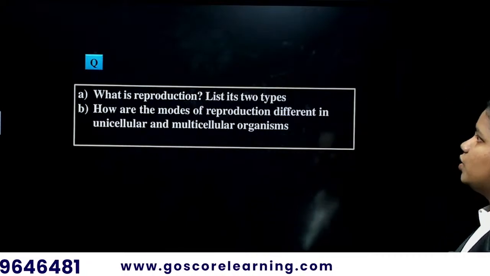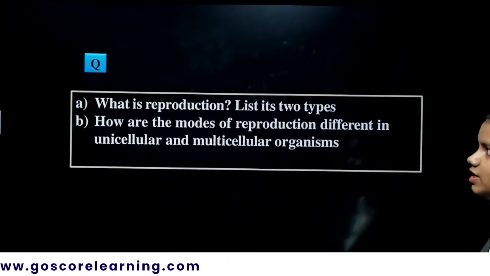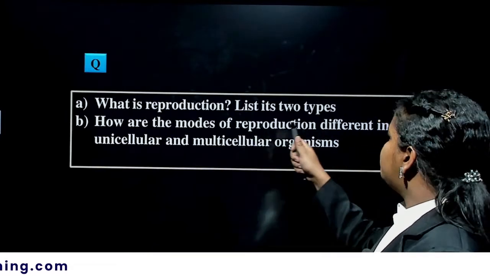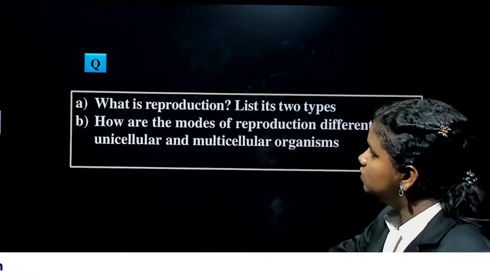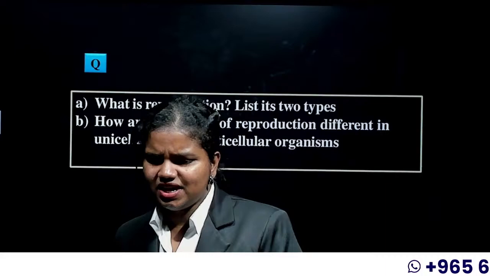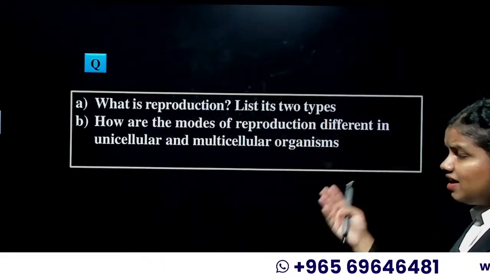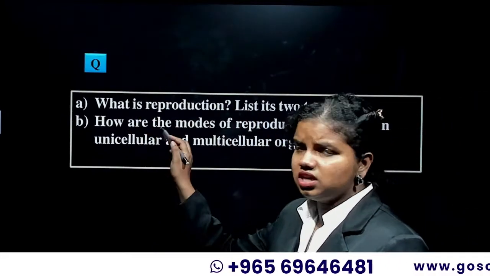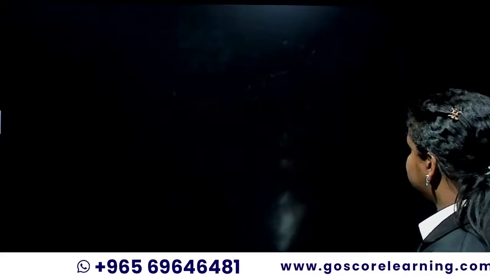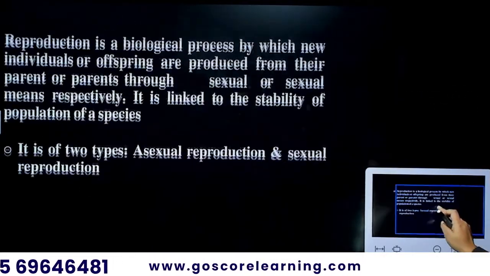Like that. Okay. Now the question from that particular part is, what is reproduction? List its two types. How are the modes of reproduction different in unicellular and multicellular organisms? Yeah, it's a very simple and basic question, I can say. It's a direct question too. What is reproduction? I think we have already discussed it, and list the two types. We just said it.